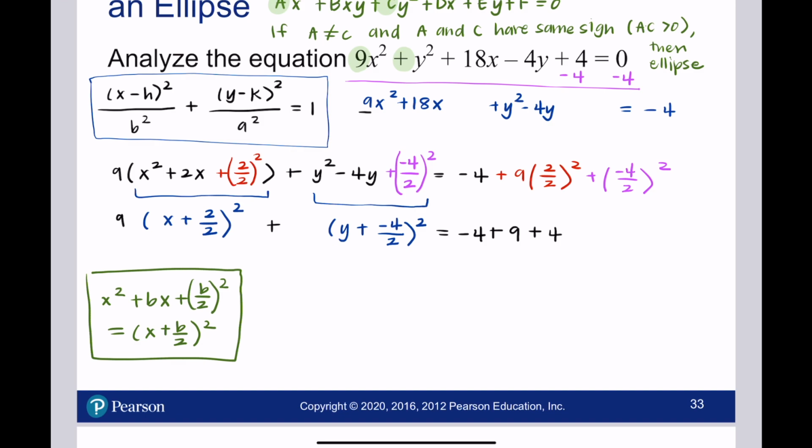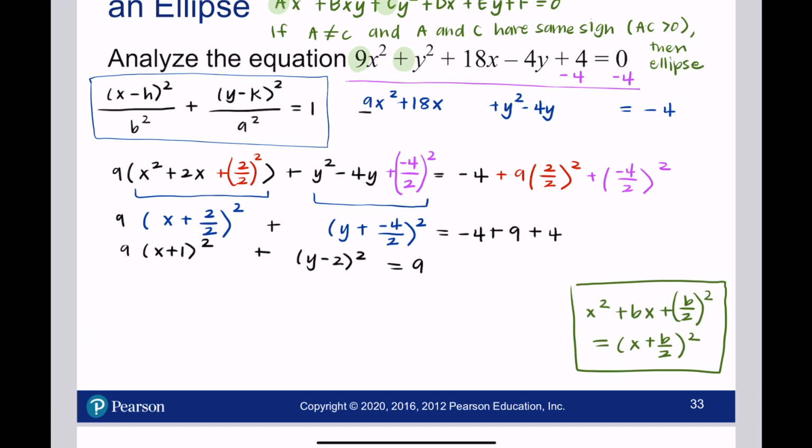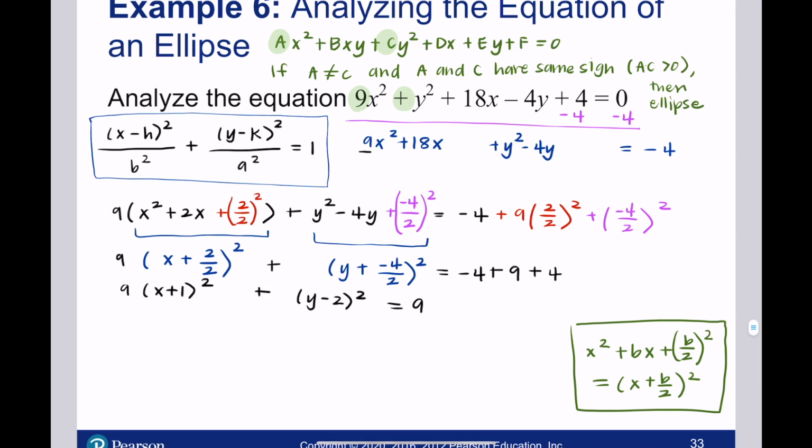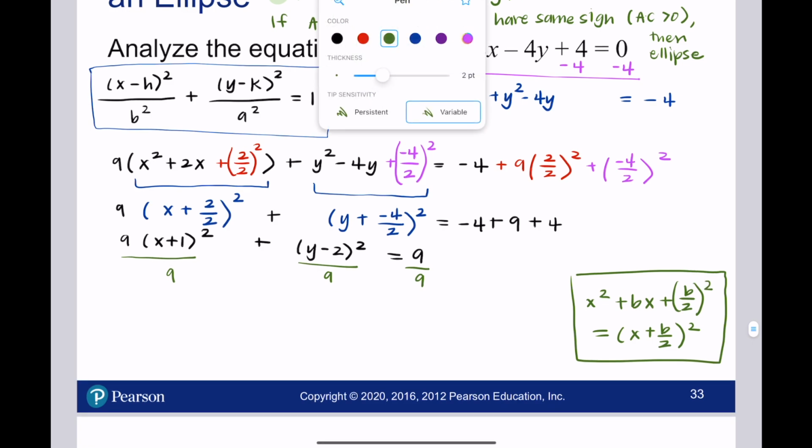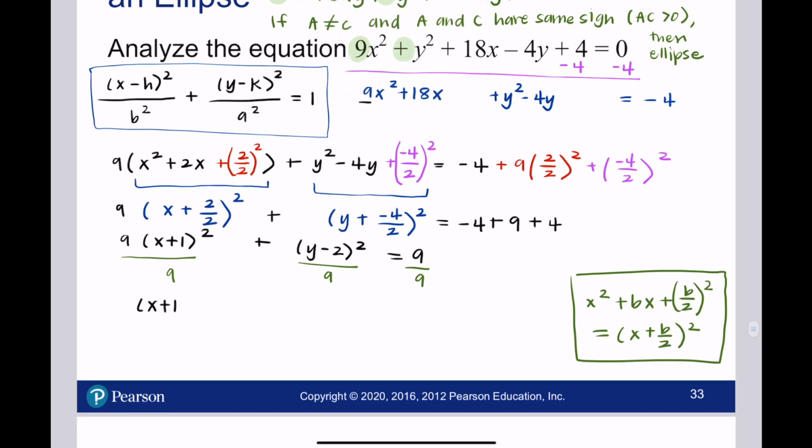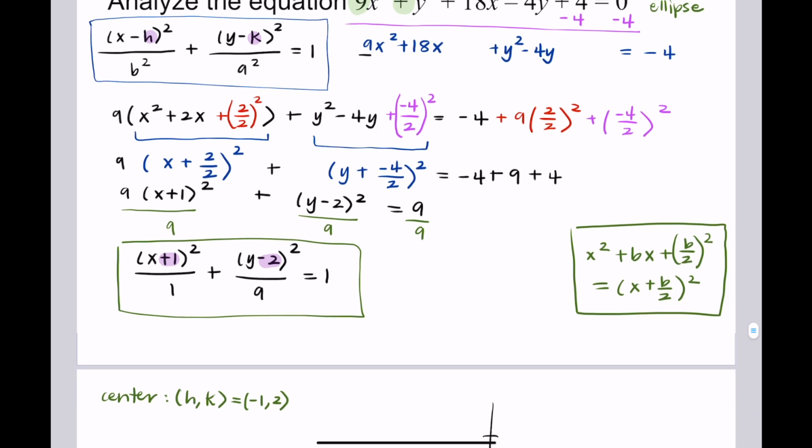And so we will continue to simplify this by writing our equation as 9 times x plus 1 squared plus y minus 2 squared is equal to 9. And then from here, for our ellipses, we have 1 on the right side. So we will divide both sides by 9. And we can write this as x plus 1 squared over 1 plus y minus 2 squared over 9 is equal to 1. So we see that the center is at negative 1, 2.